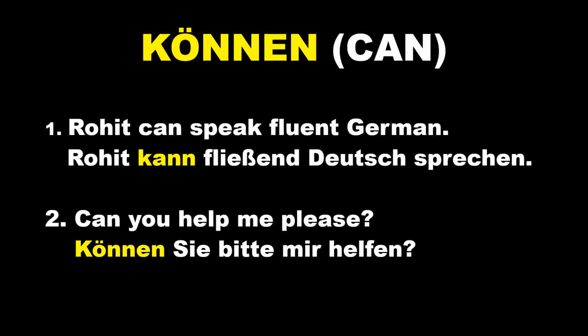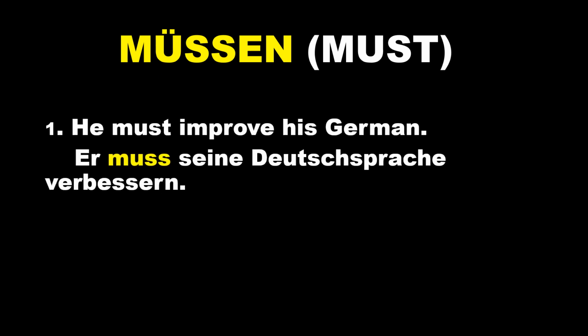Let's go. Now, let's see some examples using the verb MÜSSEN. The first example is, he must improve his German. That's a simple sentence. Muss seine Deutschsprache verbessern. Verbessern, that's the main verb in the infinitive form. And muss, that's the modal verb, conjugated form.